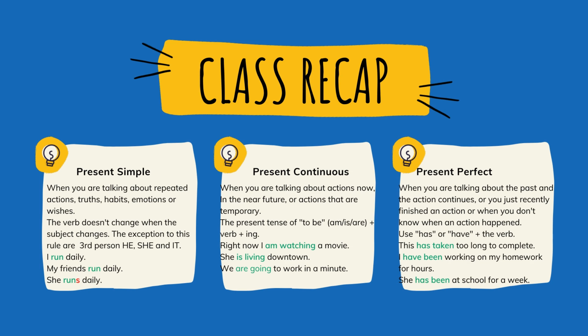Present perfect, when you are talking about the past and the action continues, or you just recently finished an action, or when you don't know when an action happened, you would use the present perfect. Use has or have plus the verb. This has taken too long to complete. I have been working on my homework for hours. She has been at school for a week.